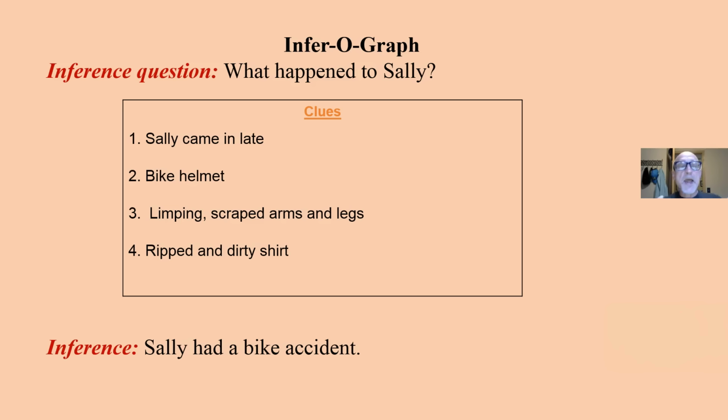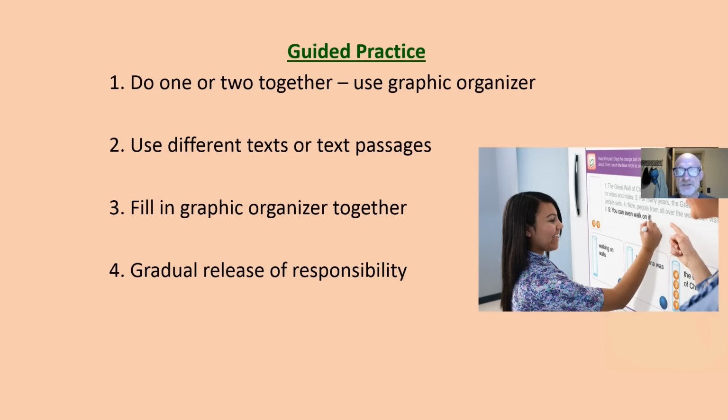And when I model this, I'd show them the question, I'd have the graphic organizer out there, and as I'm thinking aloud, I would write the clues in, and then I would answer the inference question. I'm modeling, I'm demonstrating. That would take 2 to no more than 5 minutes of direct input. Guided practice is at the heart of any skills lesson. You're doing 1 or 2 together to see if they have got it.